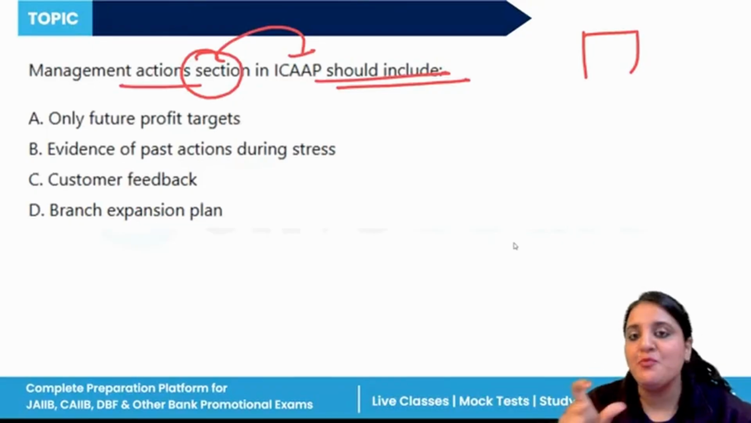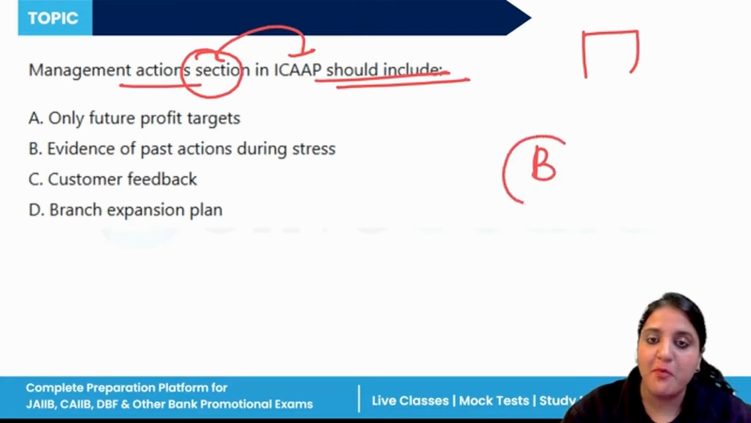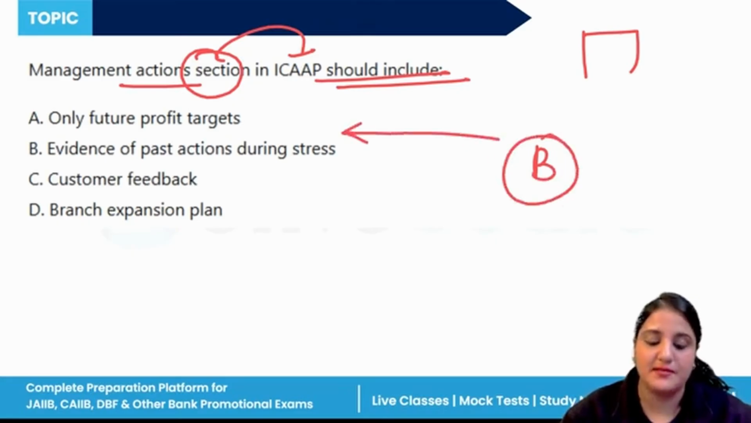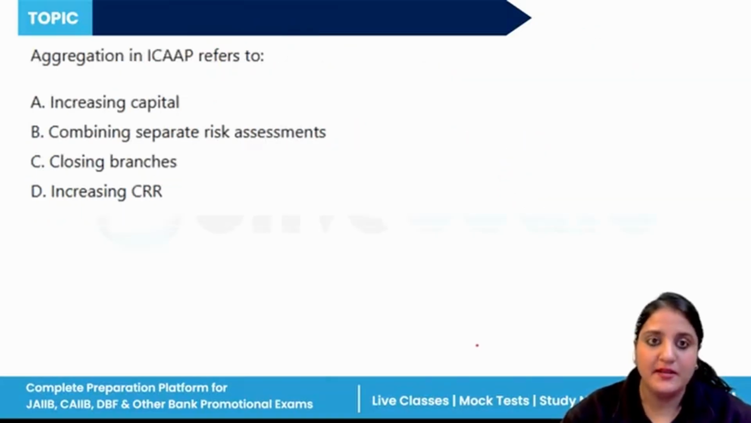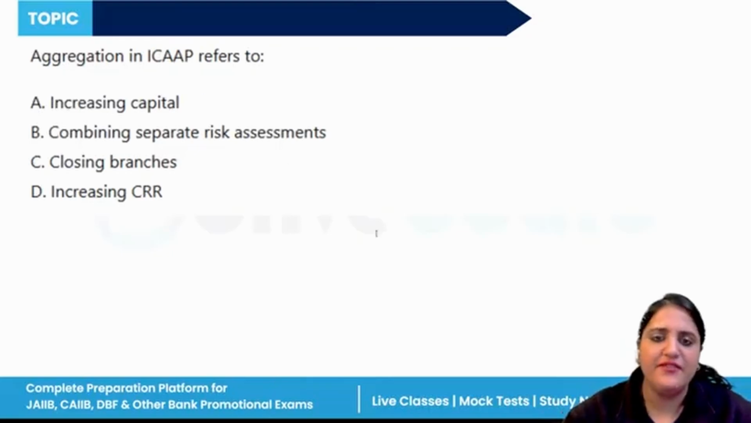That's why the management section is there in the ICAP, because ICAP shows evidence of management actions which were taken during similar economic stress periods. So the answer is evidence of past actions during the stress. Right? Now, aggregation in ICAP refers to what? Everything about the ICAP will be clear to you.